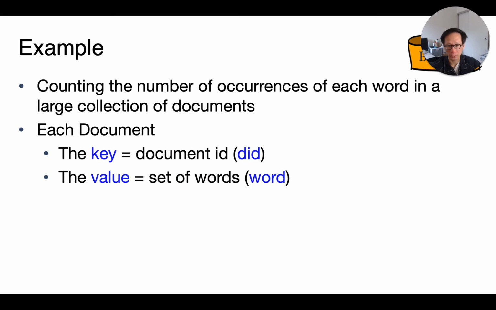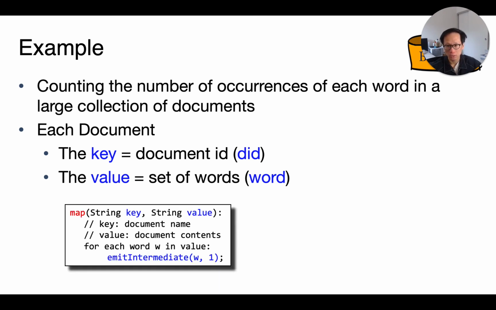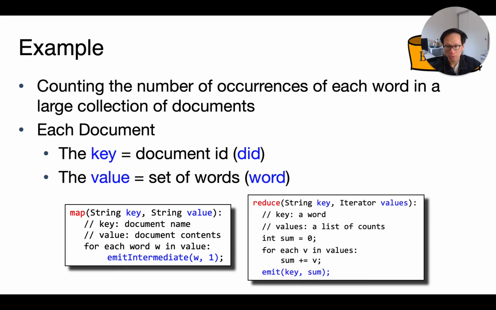Let's go through an example to see how this works. Suppose we have a large number of documents, and we want to count the number of occurrences of each word within those documents. Let's assume that each document consists of its key being its document ID, and associated with the key is a bunch of words that is contained in that document. Here are our map and reduce functions for this task.